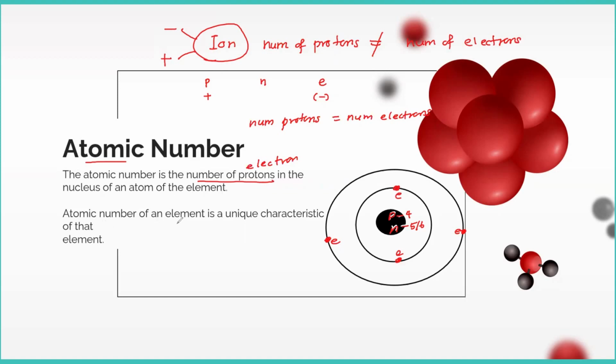The atomic number of an element is a unique characteristic of that element. For example, the atomic number of hydrogen is 1. For any other element, we will not have the atomic number 1. For helium, the atomic number is 2. For lithium, the atomic number is 3. When we move through the periodic table, we can observe the trend of the atomic number. The elements in the periodic table are arranged in increasing order of atomic number. The first element has the atomic number 1, the 16th element has the atomic number 16, and the 8th element has the atomic number 8. So it's really simple.